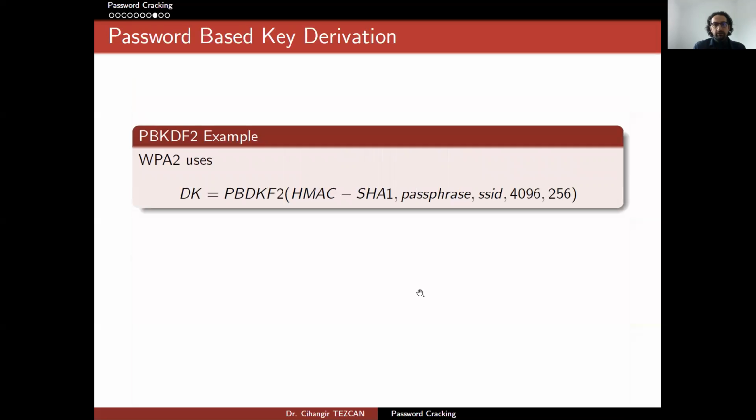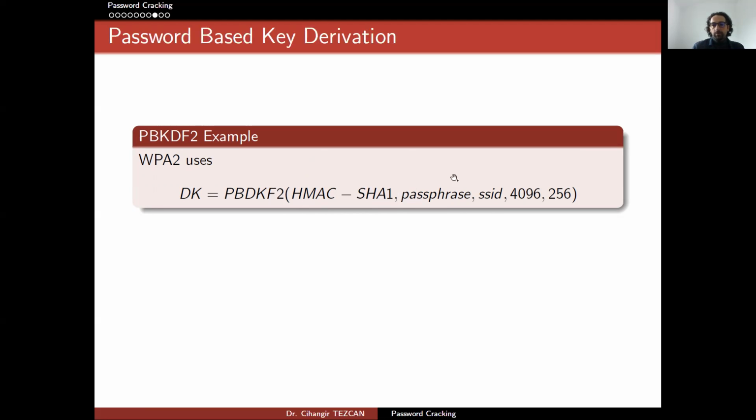Okay, so let's see a concrete example. WPA2 uses the password-based key derivation function 2, and it uses it like this. For the pseudo-random function, it chooses SHA-1, but uses it in the HMAC mode, which is a message authentication code. So it is not only a hash function, but a message authentication code. So it takes two inputs, the message and the key.